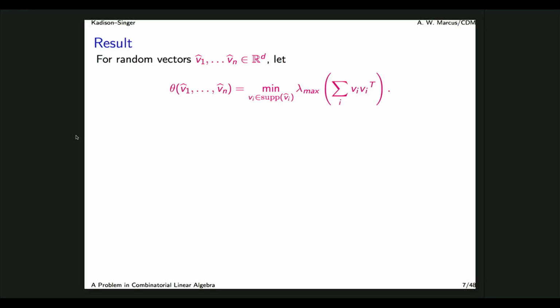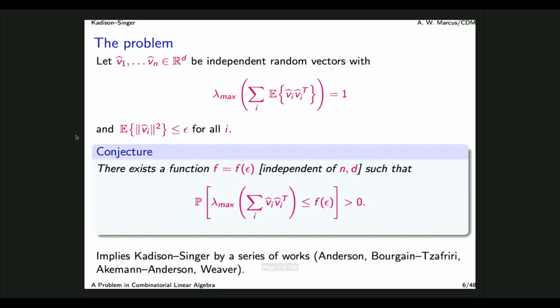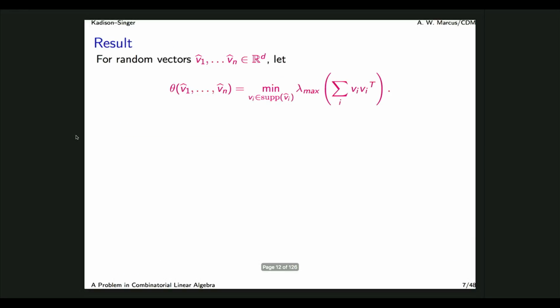So I'm going to establish some notation. For random vectors v1 through vn, I'm going to talk about this theta function. The theta function is essentially the best I could possibly hope for here. These are random vectors, but now I'm going to cheat, and I'm going to find the vectors which give me the absolute best situation for me. So I'm going to minimize the maximum eigenvalue of this sum, and I'm going to call that theta.